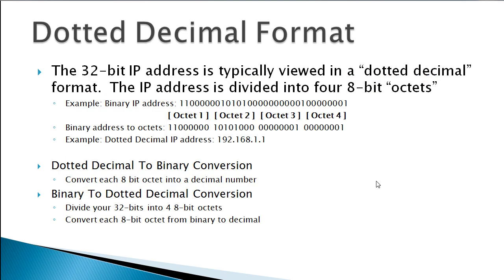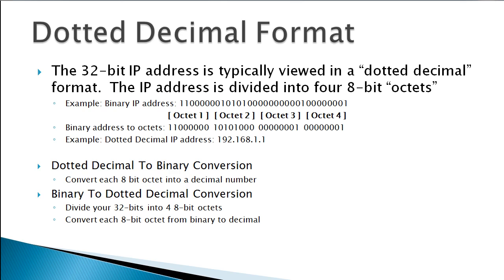Now, when humans look at a 32-bit long string like that, it's really not very easy to read. We'd all go nuts if we had to manage our networks based on 32-bit binary numbers. So even though the IP address is a 32-bit number, we usually don't communicate it that way. We usually communicate it in a notation we call dotted decimal.